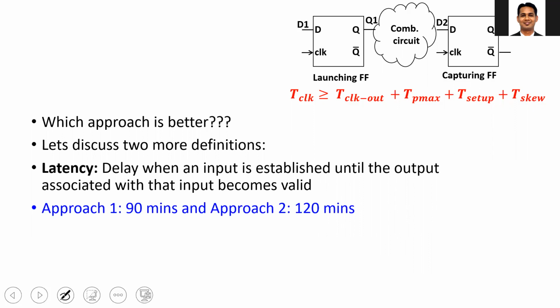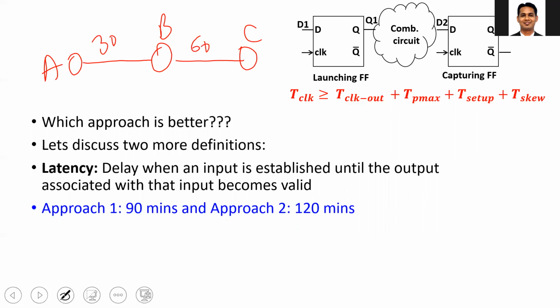So in the case of approach 1, you can see that the total latency was 90 minutes. You want to go from A to B and B to C. And in the case of approach 2, the total latency was 120 minutes. Why? Because again, you go from A, you have B and C. So you have 30 minutes here and then you have 60 minutes. So if you start at the time T1, okay, you will go from here.